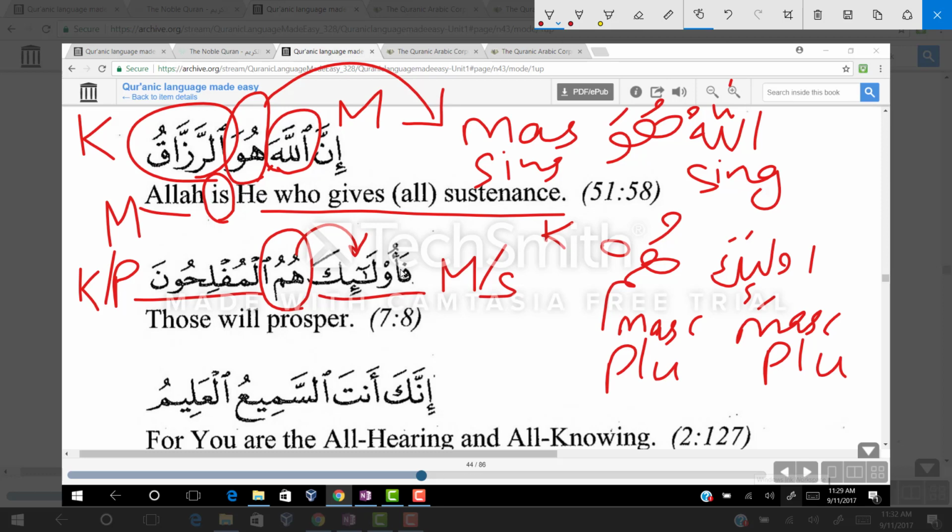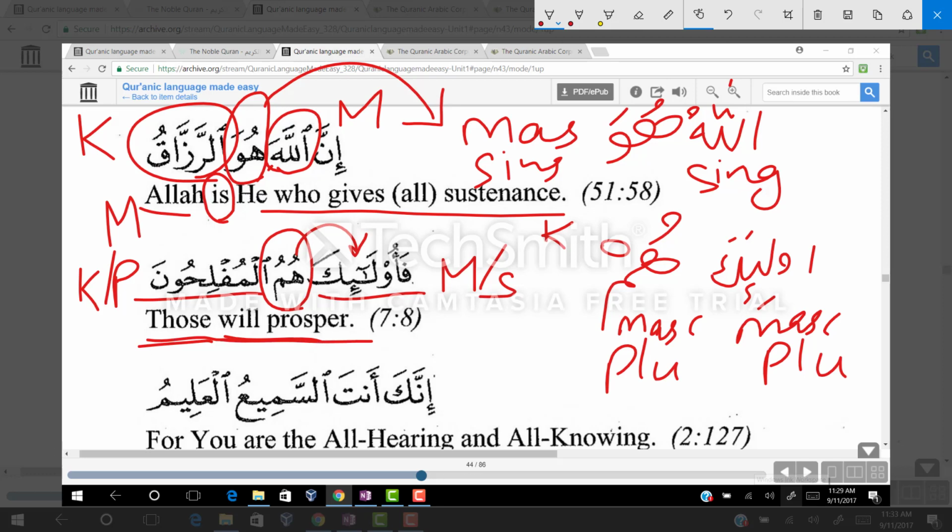So what are we doing? Between the mubtada and the khabar, since the khabar is the marifa noun or a definite noun, the detached pronoun hum, which is in accordance with the gender, they both are masculine, and number, they both are plural, is placed between the mubtada, that is ulaika, and muflihuna, the khabar. Those will prosper. So ulaika is those, and then al-muflihuna is will prosper.